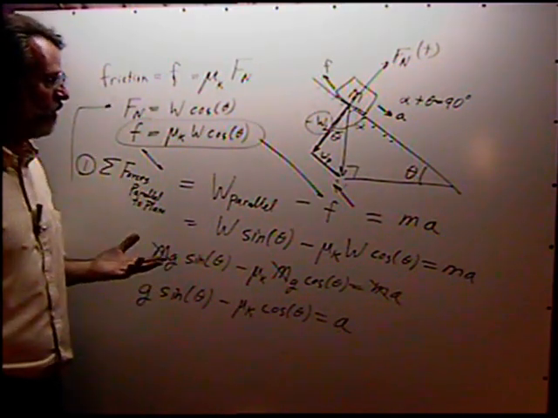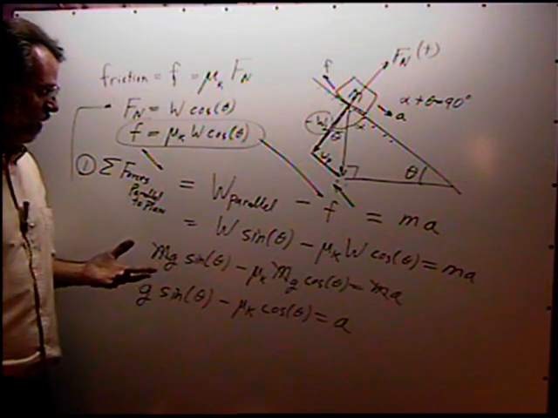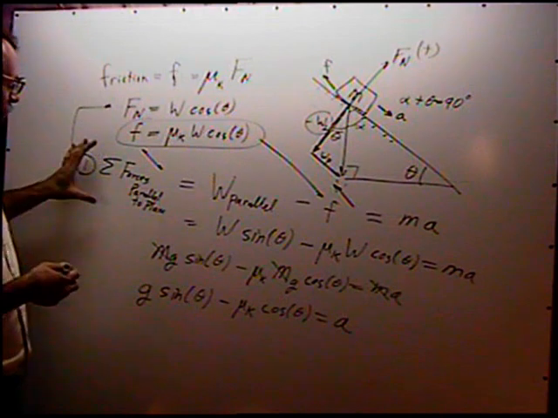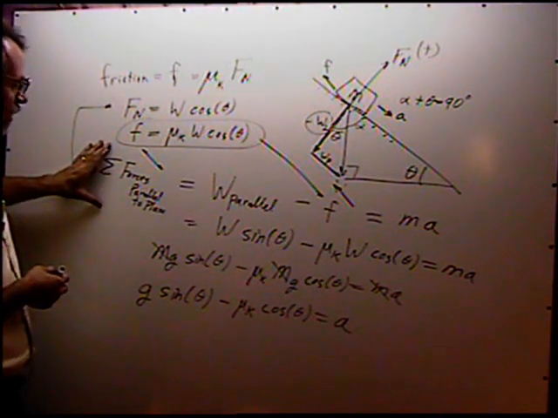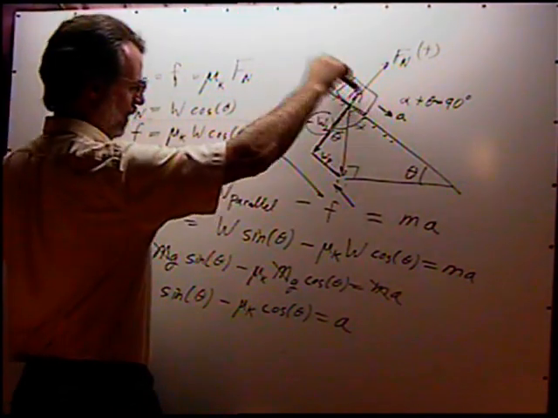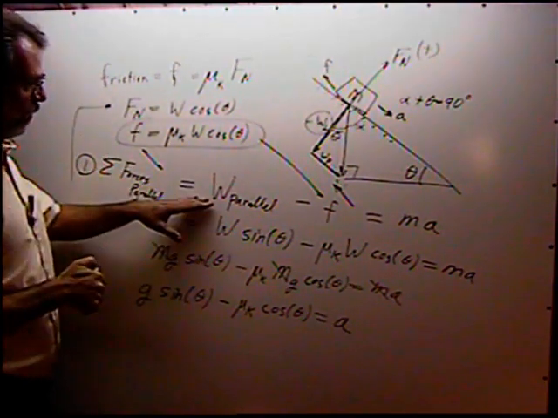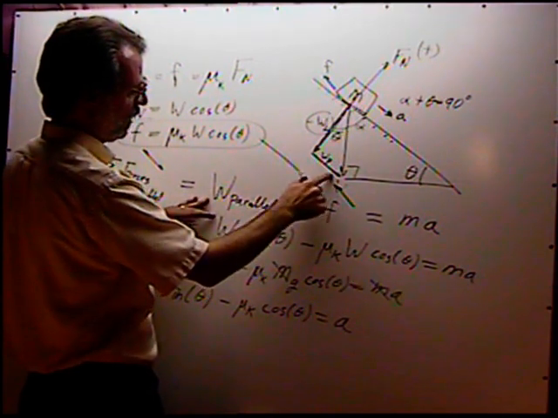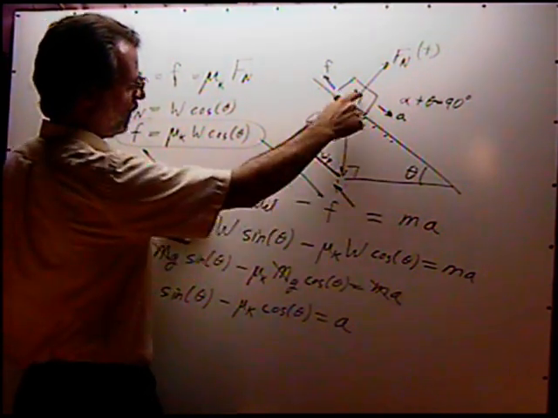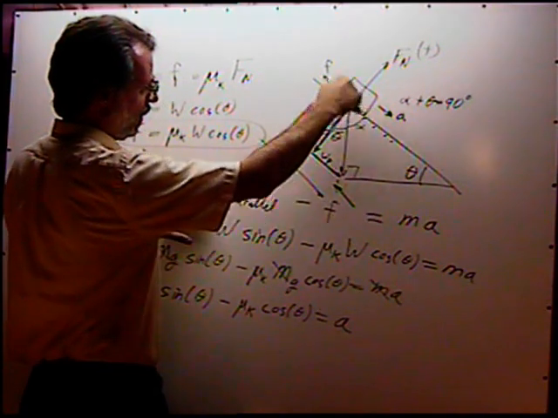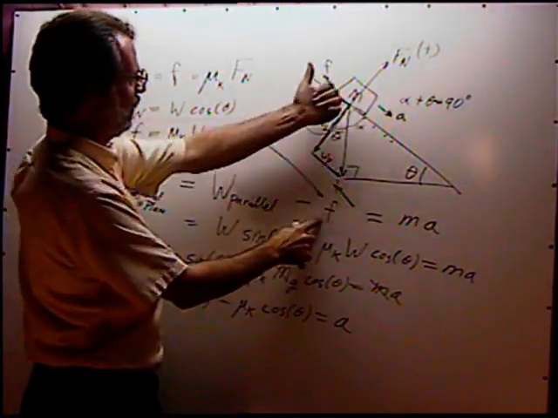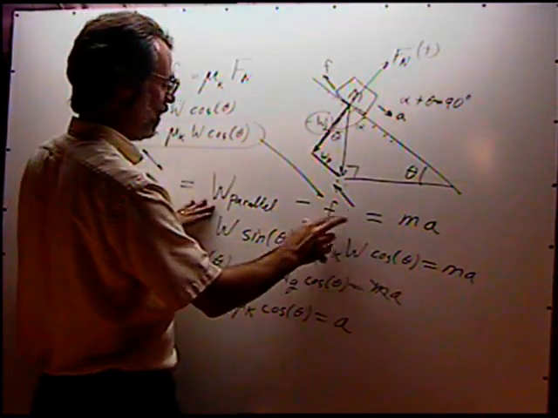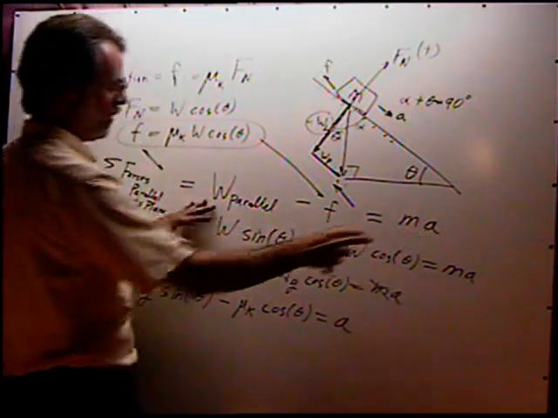So I hope this is clear. At this point, we have an equation. Remember, we really started with two equations. The sum of forces parallel to the plane: you have the weight acting parallel, down the plane, and friction that acts in the opposite direction, up the plane. The sum of those forces equals mass times acceleration.